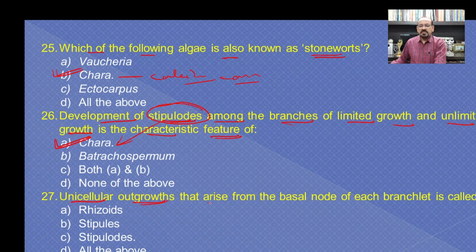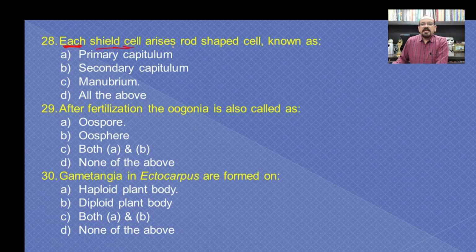Then unicellular outgrowths that arise from the basal node of each branchlet are called as. Such a type of unicellular outgrowth that arises from the basal node of each branchlet is known as the stipuloids. Then from each shield cell arises a rod-shaped cell known as. Earlier we have seen the structure of the globule, in which there are the shield cells on the outer side, and from the shield cells there is a development of such a type of cells towards the center, and this is known as the manubrial type of cell or the manubrium. So C will be the correct answer for this question.